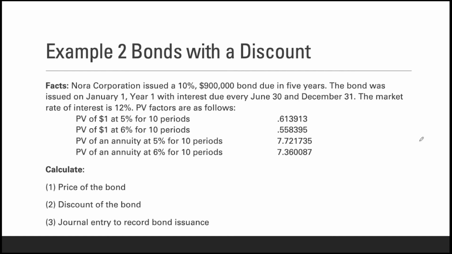So focusing on the first one here, price of the bond. Well, in the problem, it gives us that the stated rate is 10%, and the face value of the bond is $900,000, as well as interest is due every June 30th and December 31st. So just keep in mind, interest is paid out twice a year. So right off the bat, you're going to want to calculate your interest payment.